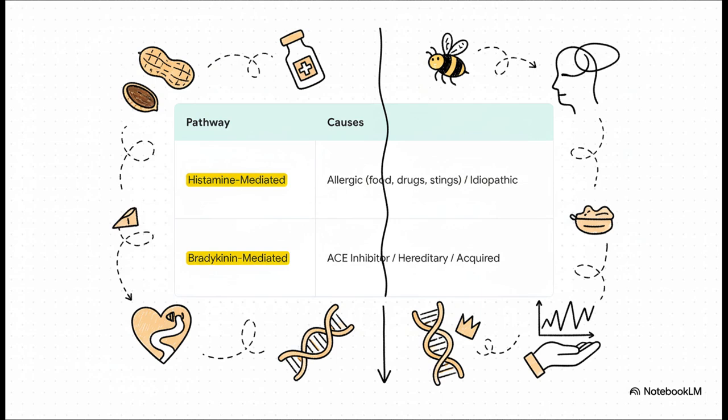And this table kind of breaks down the why behind it all. On the histamine side, you've got your usual suspects: allergic reactions to food, drugs, bee stings, or sometimes we just don't know. It's idiopathic. But the bradykinin pathway, that's a whole different animal. This is where your ACE inhibitors live, along with those hereditary and acquired forms of C1 inhibitor deficiency. Totally different mechanisms, totally different causes.